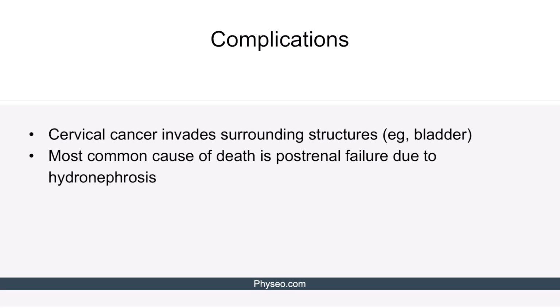Though the management of invasive cervical cancer isn't super high yield, it is very important to know that the main complications of cervical cancer arise from the fact that it has a tendency to invade and obstruct surrounding structures, for example the bladder or the urinary system. In fact, the most common cause of death in patients with end-stage cervical cancer is post-renal failure due to hydronephrosis.